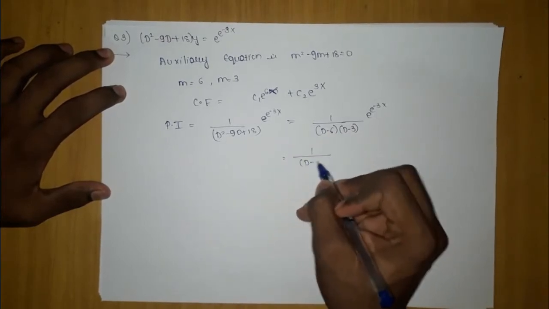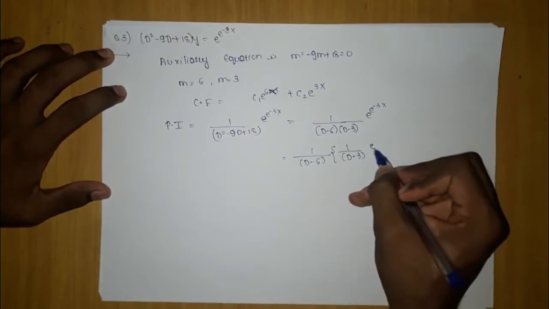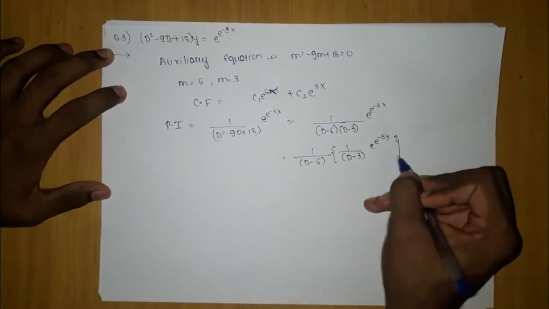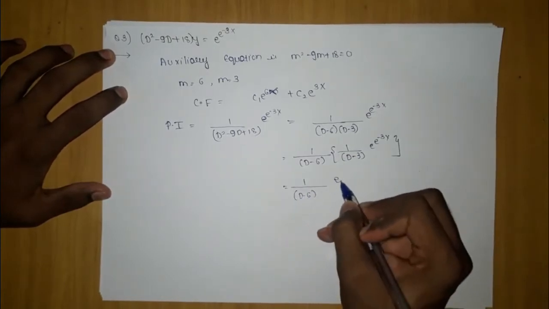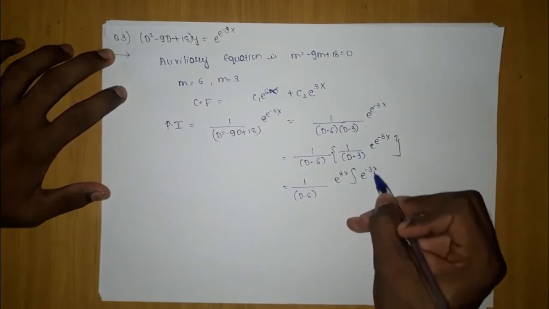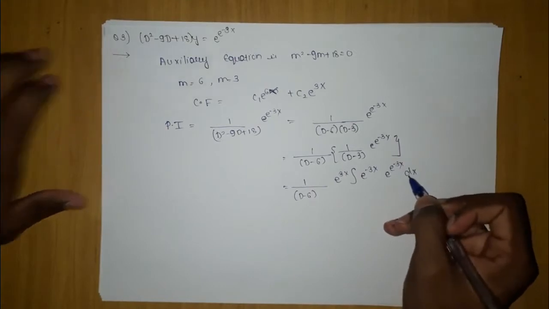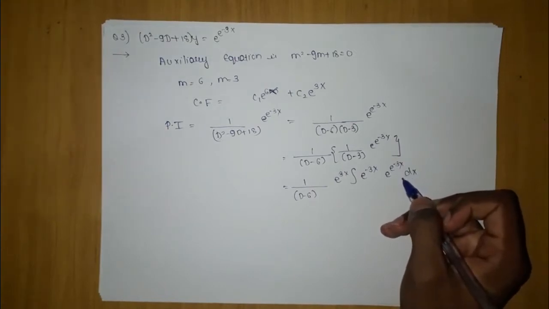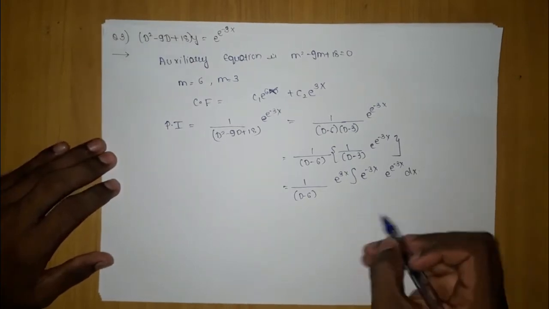You will write it as 1 by d minus 6, bracket, 1 by d minus 3 into q of x, e to the power minus 3x, bracket close. Apply the formula, 1 by d minus 6, e to the power, here if it is negative, 3x will appear, integral e to the power minus 3x into e to the power minus 3x into dx. So hope you have understood these steps properly, which was nothing but just a simple thing, because this is not a big issue. Now you know basic integration.